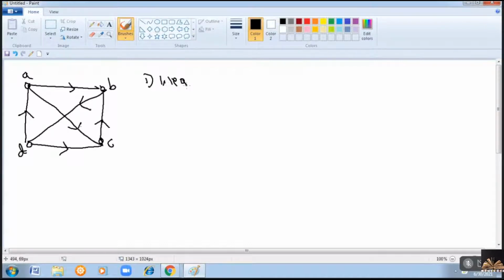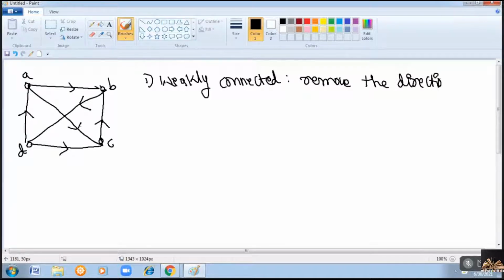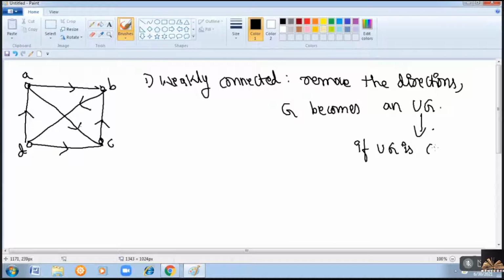Weakly connected means remove the directions in the graph. After removing the directions, the graph will become an undirected graph. If this undirected graph is connected, then the given directed graph is weakly connected.